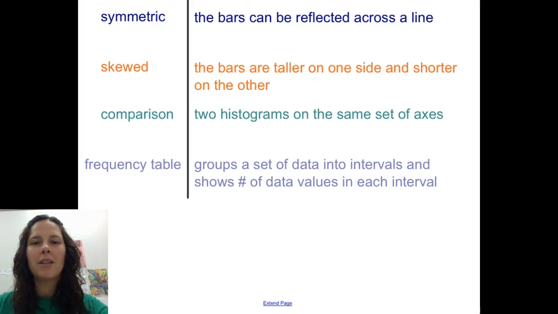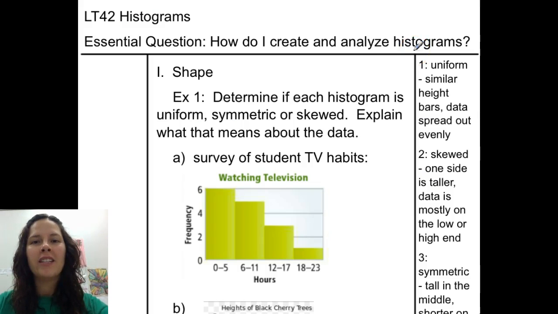Like a back-to-back stem and leaf plot, we can create a comparison histogram, so we see two sets of data on the same set of axes. And in order to create a histogram, you need a frequency table. This is where you tally how many values fall into each interval. Before we learn how to create a histogram, we're going to learn how to interpret and analyze the data in the histogram by looking at the shape.